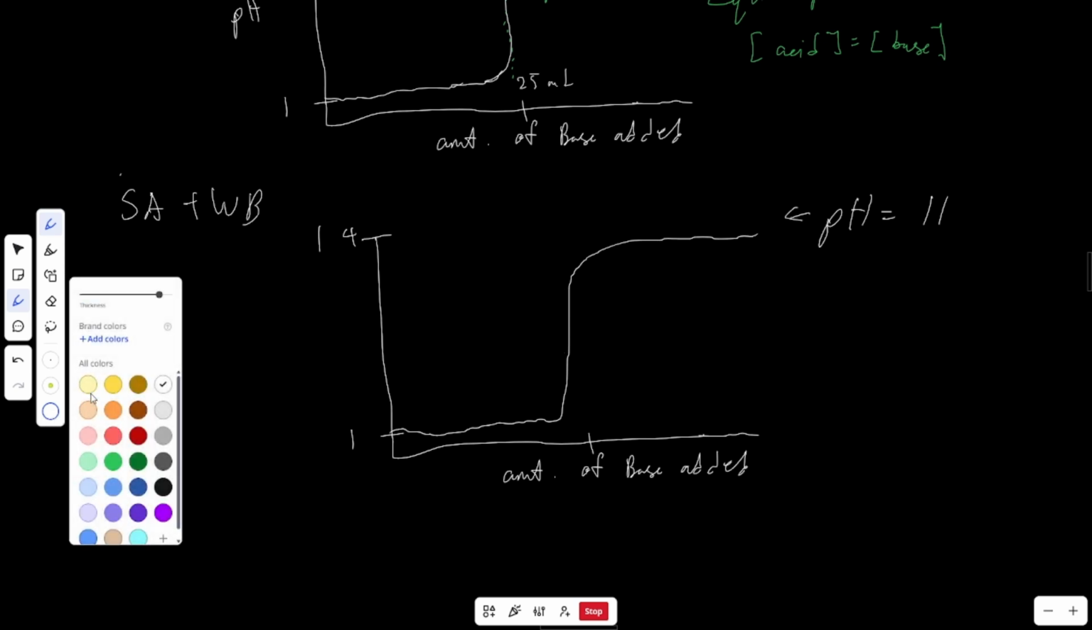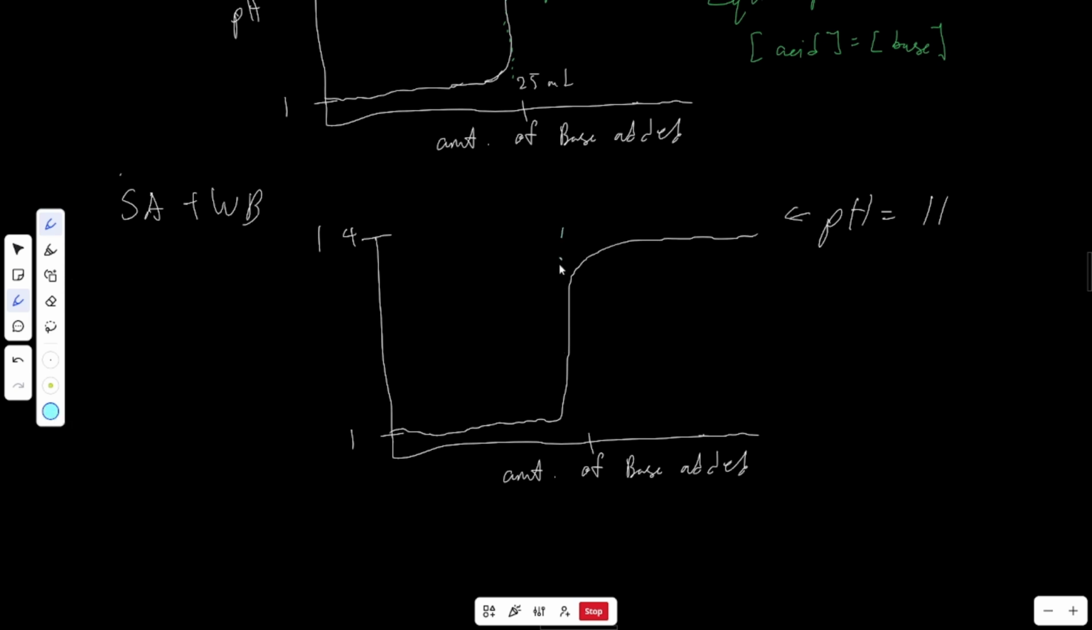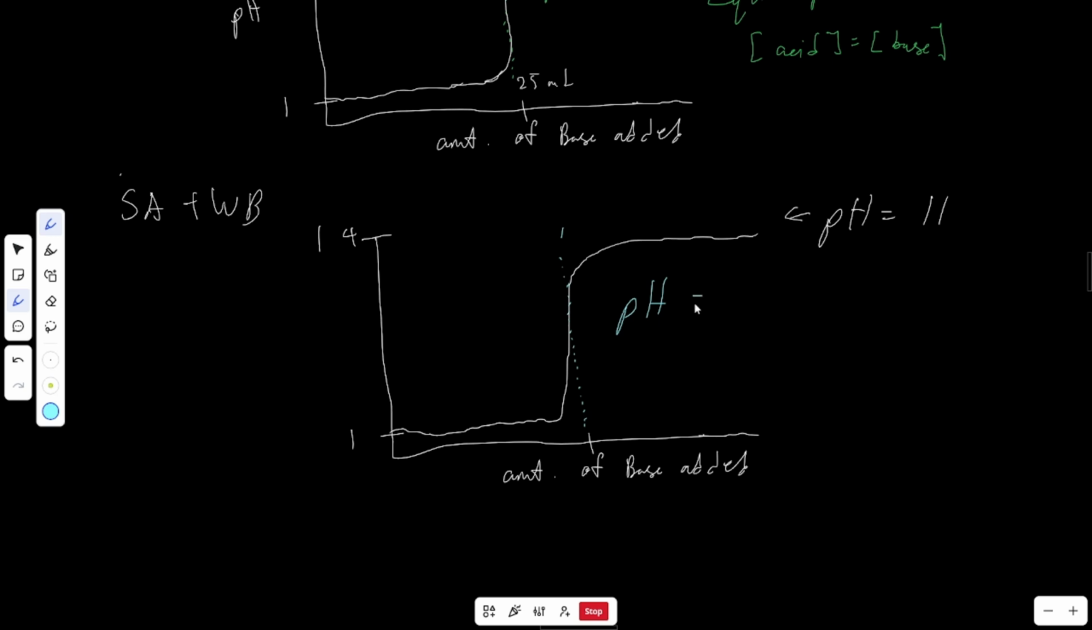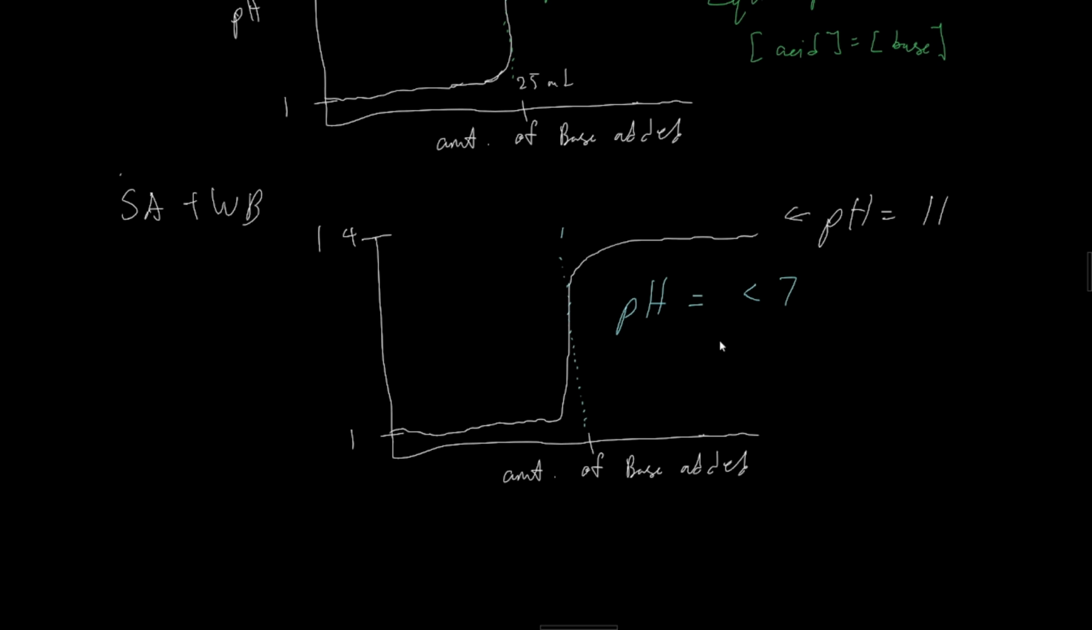The equivalence point right here, the equivalence point in a strong acid and weak base titration, would be slightly below 7. Slightly below 7. Why is that? Because the shift would be a lot earlier.